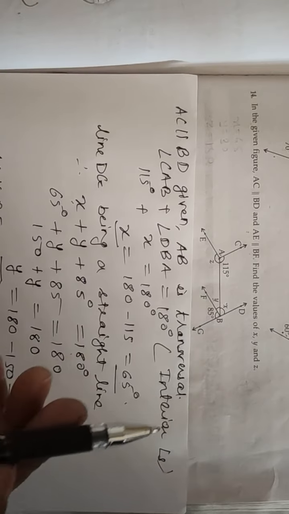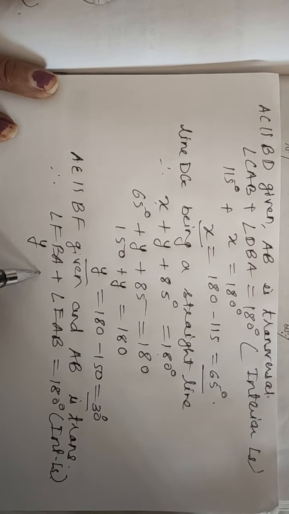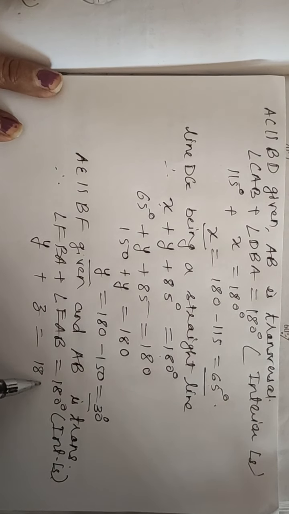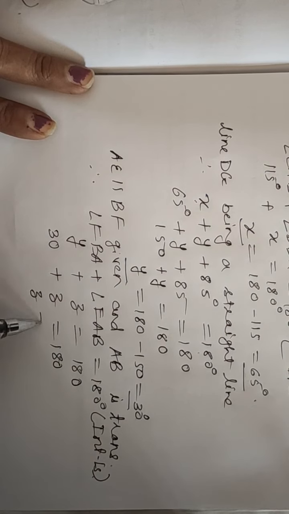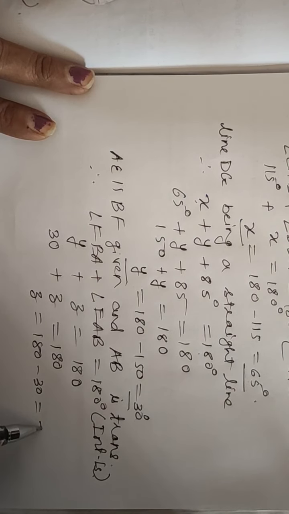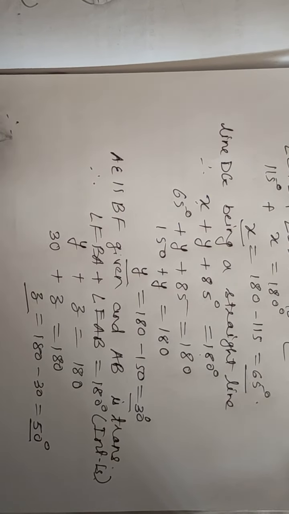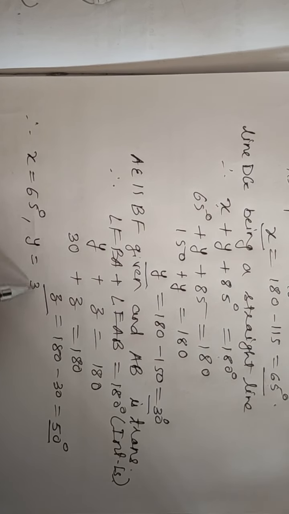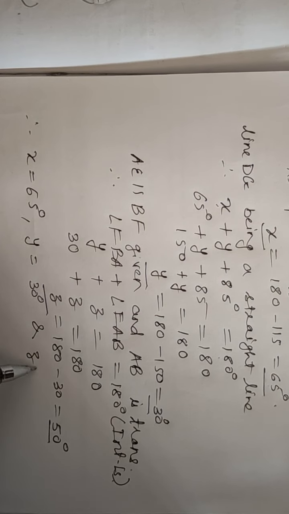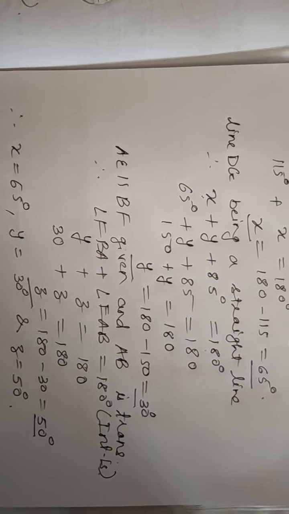Okay, now FBA is how much we have? y plus z is equal to 180, and what is the value of y? 30, so we will put 30 here, z is equal to 180 and you will get z is equal to 180 minus 30 is equal to 50 degree. So we got z also, 50 degree. So therefore x is equal to 65 degree, y is equal to 30 degree and z is equal to 50 degree. Now let's see the next sum of this question.